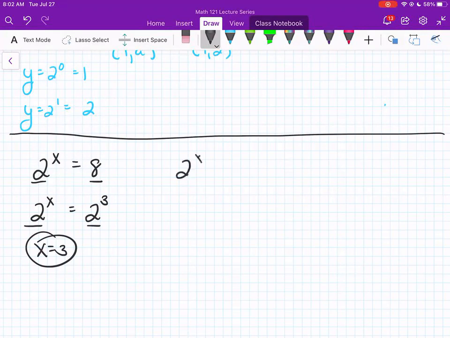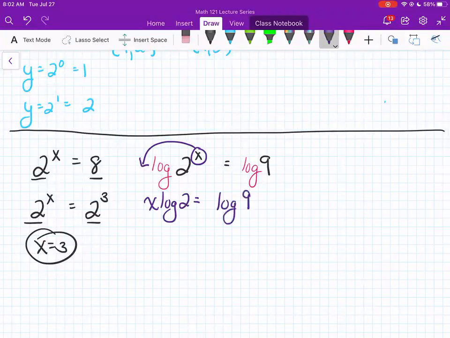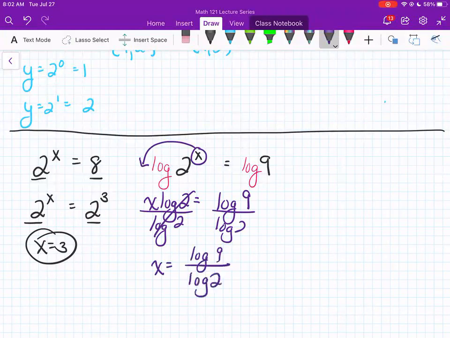However, if I have something like 2 to the x equals 9, I have no way to equate those bases. This is where we introduce what's called the log function. I can take the log of both sides of this equation, and then, as we'll see in future lectures, the rules of logs tell us that I can bring this x out front, giving me x log of 2 equals log of 9. And then to solve for x, I'm going to divide both sides by log 2, which gives me x is equal to log 9 over log 2.